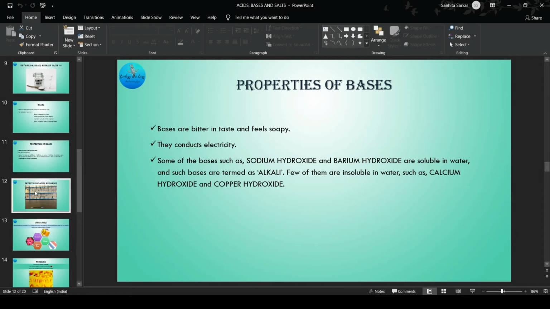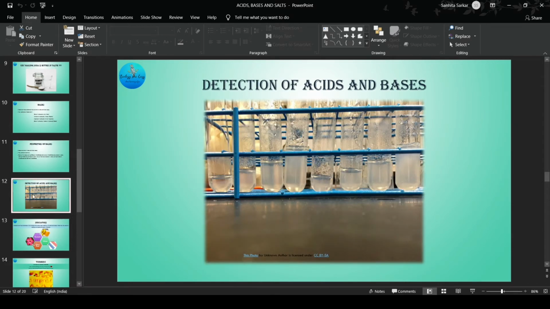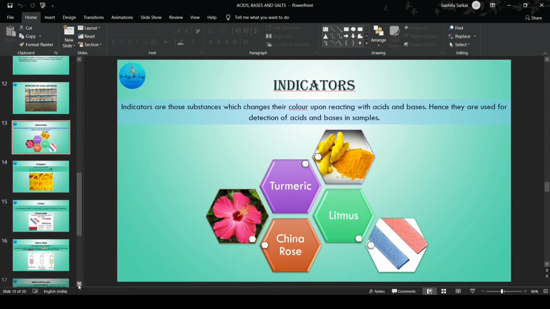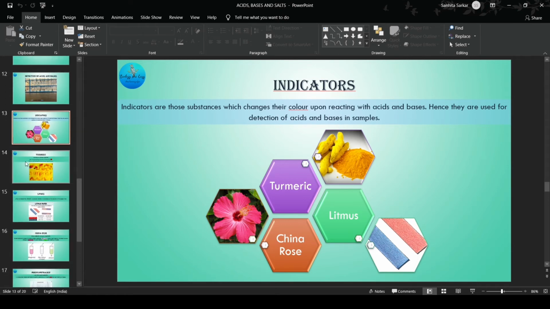Now, we cannot taste everything, because everything that is present out there is not edible, right? So, how will we be able to detect whether a substance is acidic in nature or basic in nature? Here, indicators play their role. Now, what are indicators? Indicators are those substances which change their color upon reacting with bases and acids.